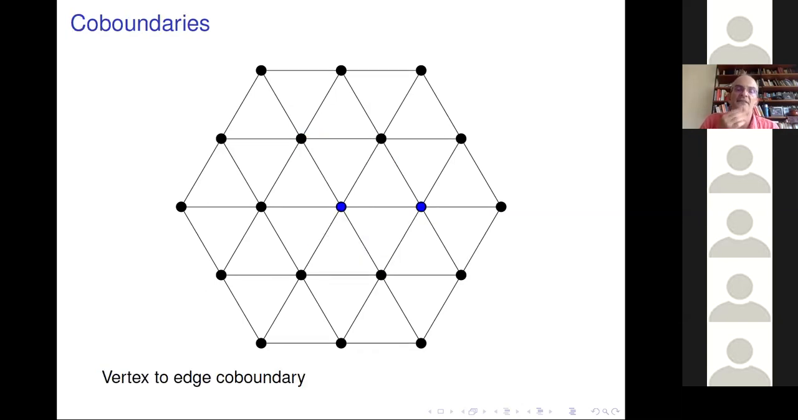And we have similar objects for co-boundaries. Here we have a couple of vertices. Their co-boundaries are the set of red edges. Here, the ones that are hit twice disappear. And we also have edge to triangles co-boundaries that we'll be focusing on a little more. So this chain here has co-boundary these two red triangles that are the only ones that are hit once, meaning an odd number of times.